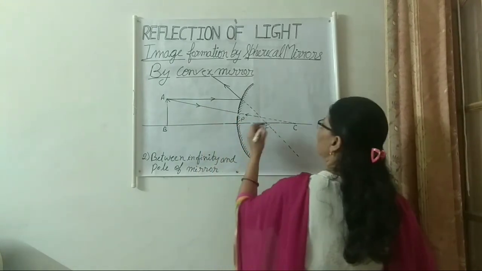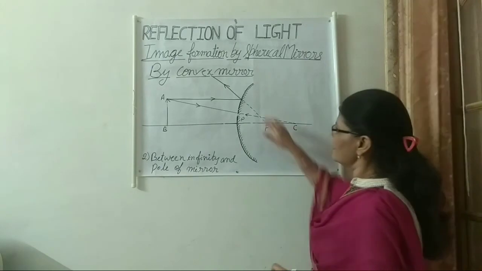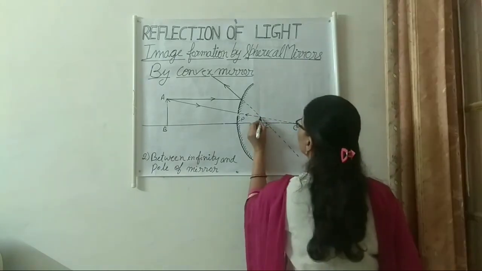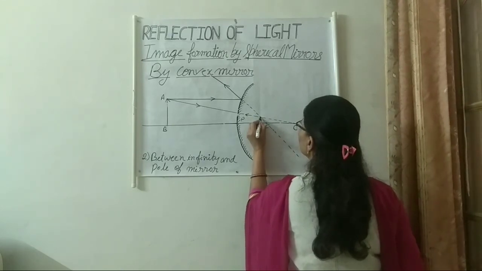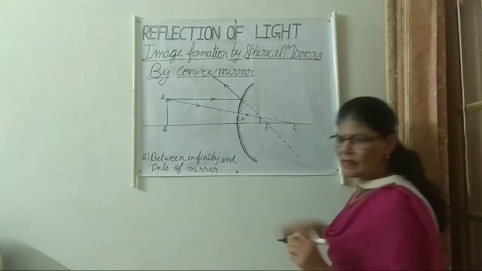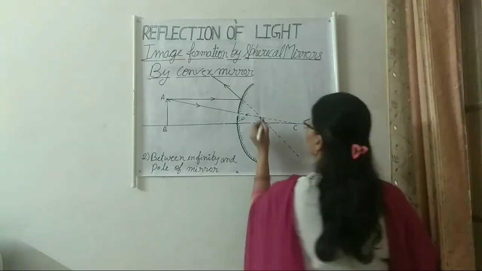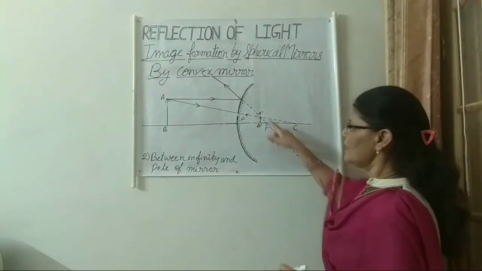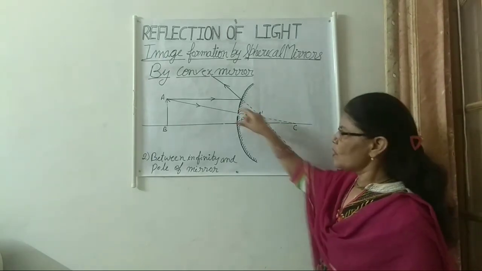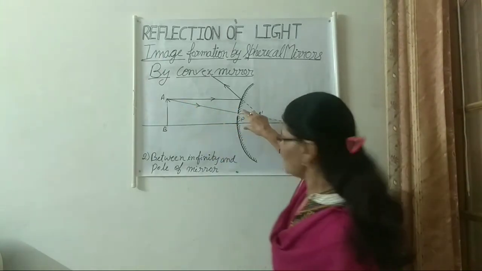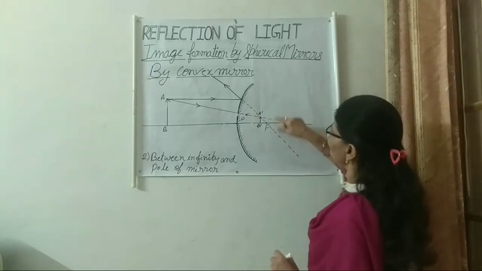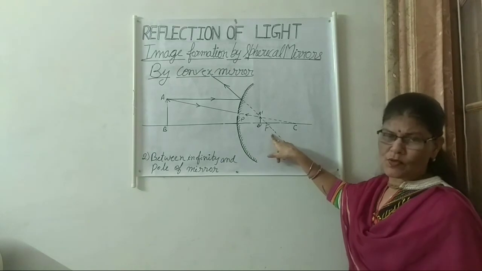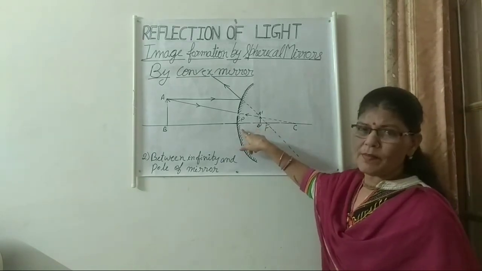And these two reflected rays are meeting here. So this will be our image formation. These two reflected rays are meeting here, so here will be our image, that will be A dash and B dash. So when the object is between infinity and pole of the mirror, then the image formation will be between pole and principal focus.